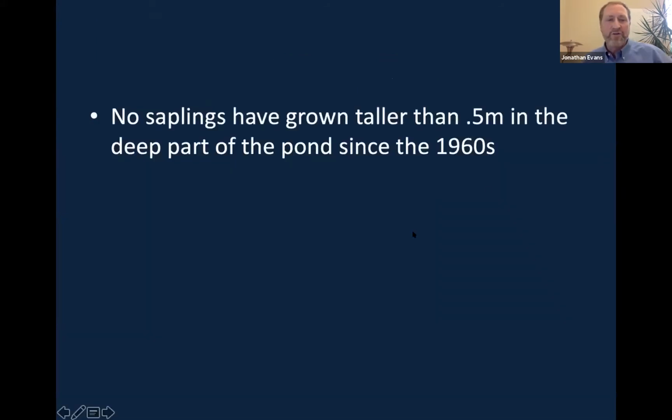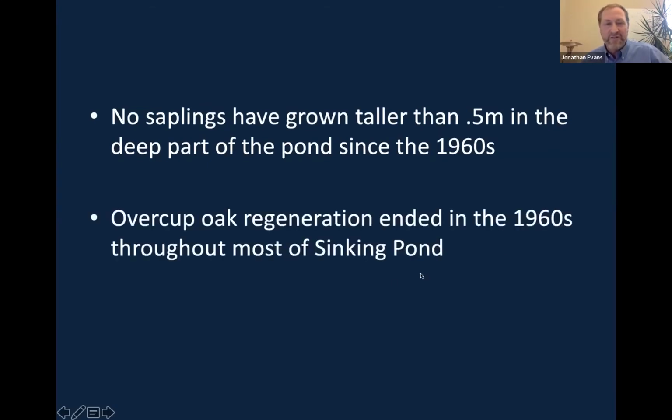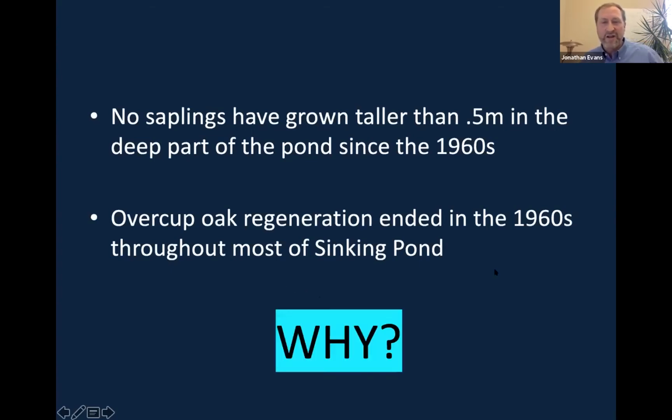So what do we have? We have no saplings that have grown taller than 0.5 meters in the deep part of the pond since, it turns out, with aging a sample of our adult trees, we know that there's been no recruitment since the 1960s. And so we have this interesting phenomenon of regeneration failure as a function of water depth. And the question that's begged by all this is why?